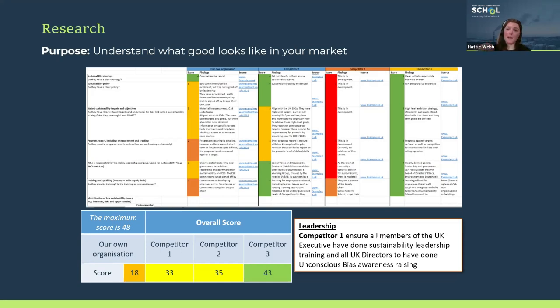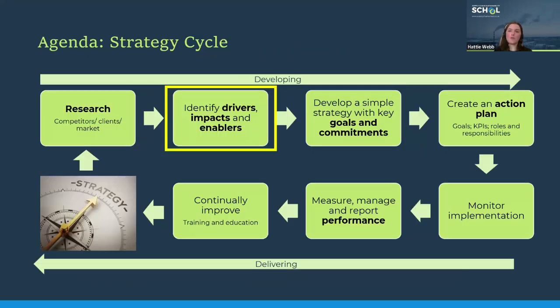It's essentially a gap analysis, looking at, okay, we might be doing this really well in comparison to our competitors, but actually our competitors or our clients are ahead of us with regard to these elements, and that's where we can focus on and improve our strategy.